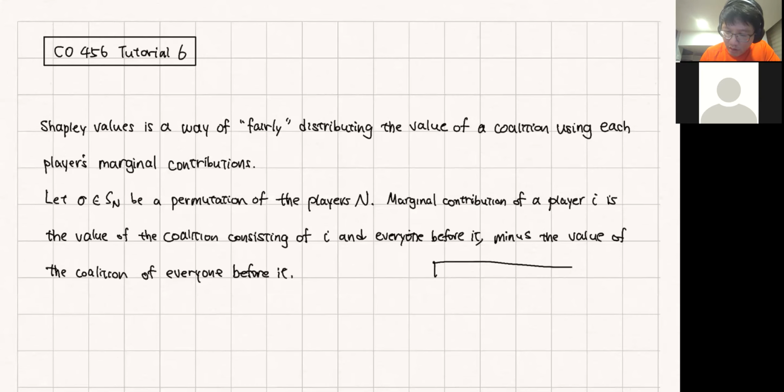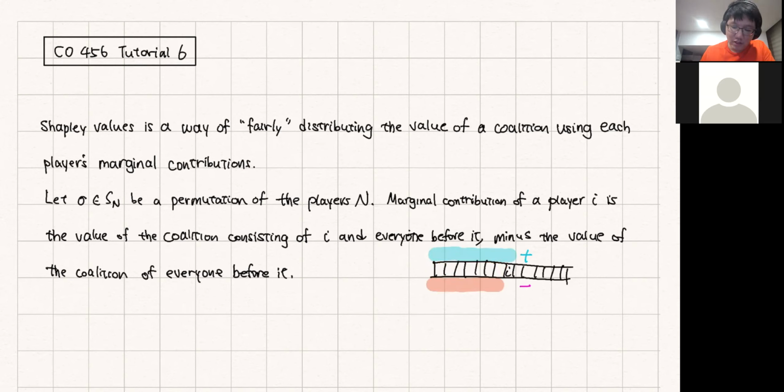Okay. So if we imagine that this is a permutation of the players, here's player i, we're looking at the value of this coalition. This is the one that is in positive, minus the value of this coalition. Right. So this coalition minus the value of this coalition gives you the actual contribution of player i to the coalition in front of it. Right? So adding i gives you this much more, and that is the marginal contribution.